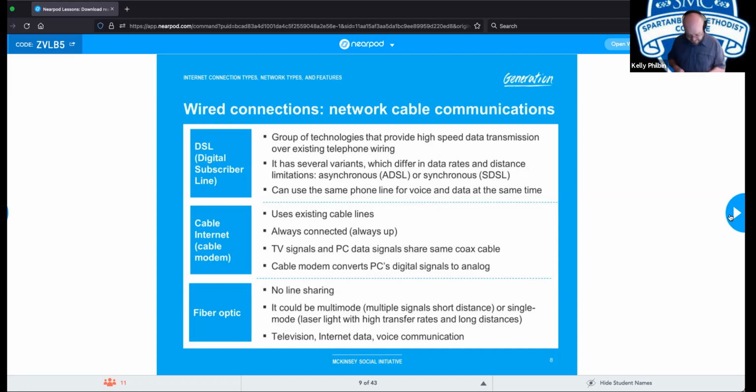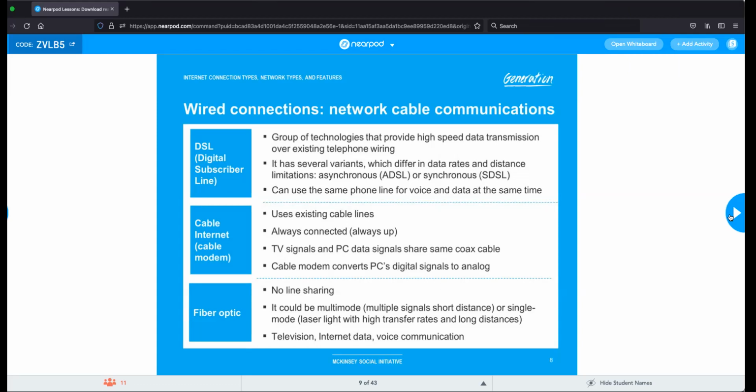Now we get to fiber optic. Only the big money people like Marvin can afford fiber optic. Cut it out. It is.